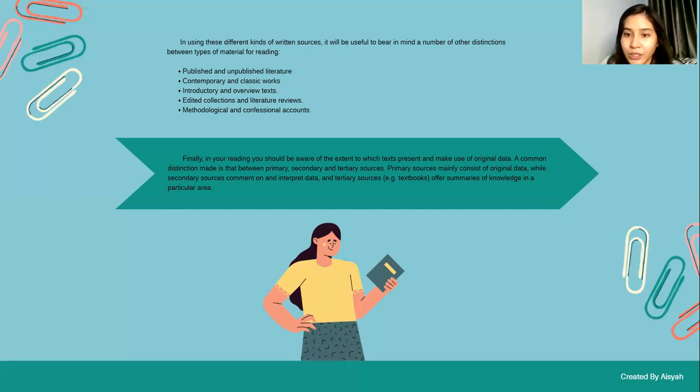A common distinction made is between primary, secondary, and tertiary sources. Primary sources mainly consist of original data, while secondary sources comment on and interpret data, and tertiary sources, e.g. textbooks, are summaries of knowledge in a particular area.